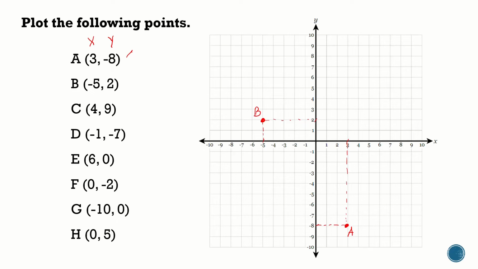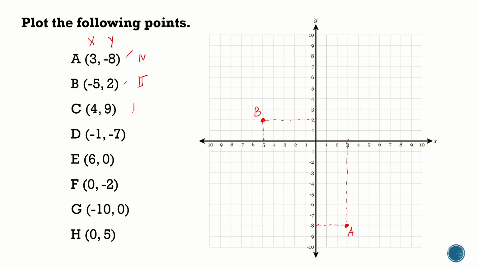All right, let's try letter C: (4, 9). Both are positive. And if you remember what I discussed earlier, the signs will also give us an idea of where the point is. For letter A, it is positive, negative, so it's in the fourth quadrant. I forgot to mention that. Letter B is in the second quadrant, because x is negative and y is positive.